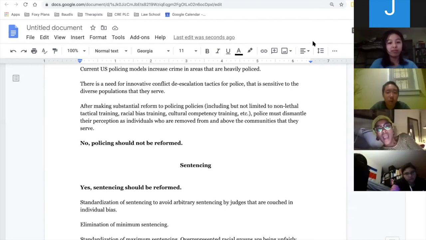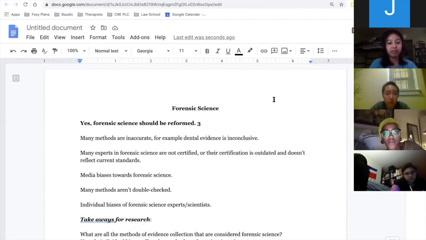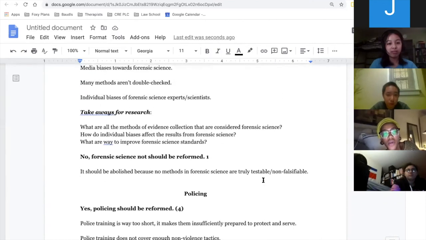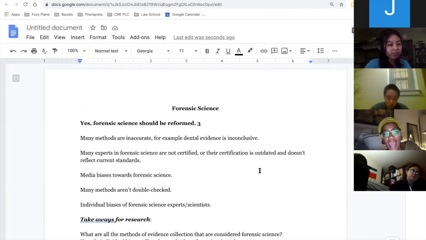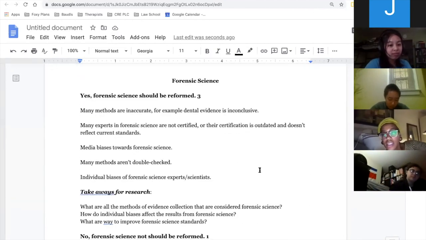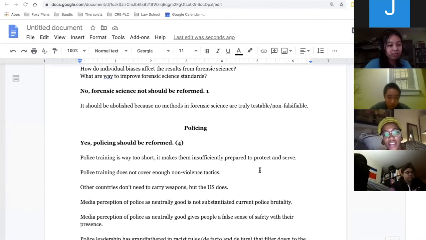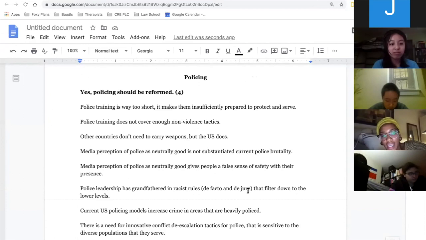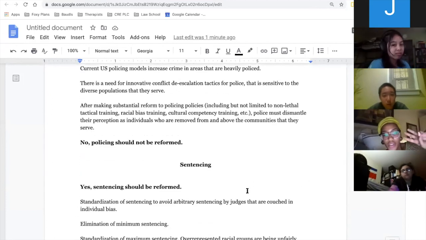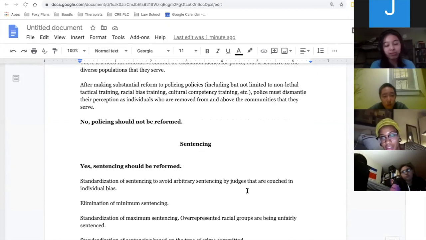All right, so I'm going to send you all this document. I'm going to save it as a Word document and send it out to all of you. I want you to look up and find three reasons that are not on this list to add to each of these areas. So three sentences for yes, forensic science should be reformed; three sentences for no, forensic science should not be reformed; three sentences like we did today for yes, policing should be reformed; and three sentences for no, policing should not be reformed. This is not because you will have to defend it, but so that you know the arguments that exist on the topic right now.